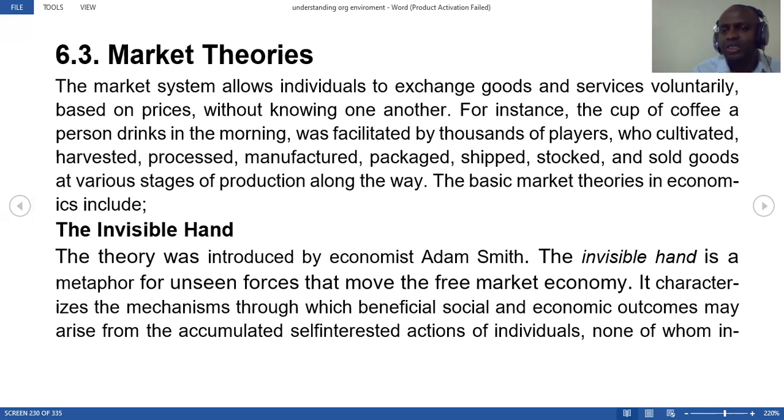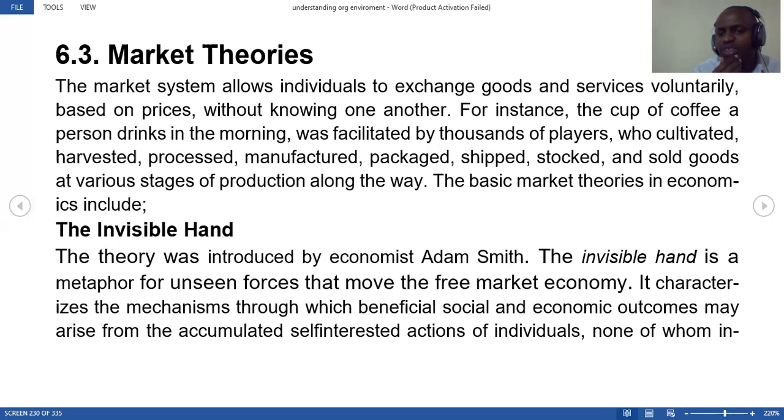For instance, the cup of coffee a person drinks in the morning was facilitated by 1,000 players. For example, we are talking about the farmer who harvested the coffee. Then the coffee was processed. The coffee was also manufactured. It was packaged. It was shipped. It was stocked. It was sold in various stages of production along the way until the item reaches the customer or the consumer, who is the end user of the product.